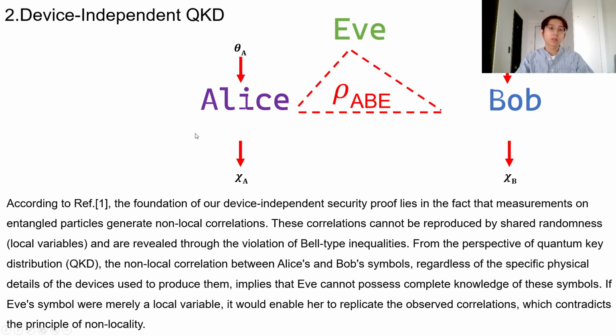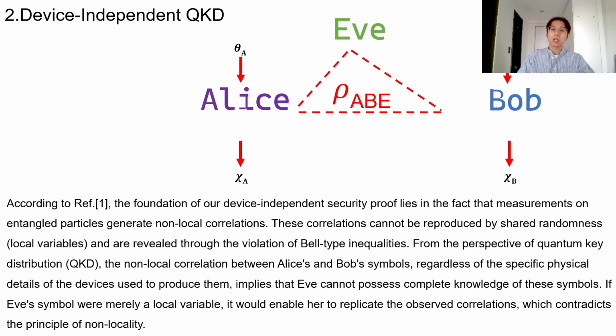So let me introduce something, device-independent QKD. In device-independent quantum key distribution, we start with a scenario where the state that Alice and Bob share is arbitrary. In particular, this means that Alice may not even have a qubit, but maybe the state rho A is a huge state that has very large dimensions.